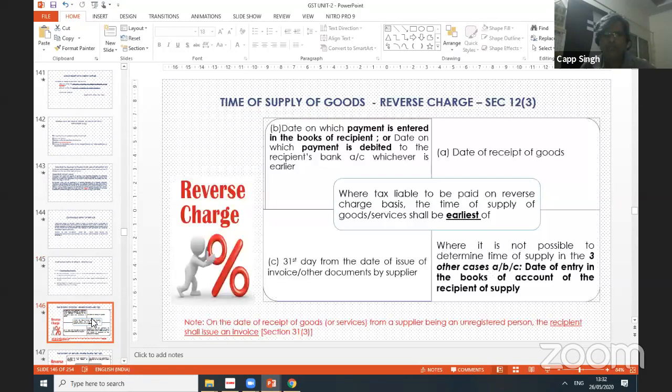Now, in the case of reverse charge, where in the case of inward supply the recipient has to pay the tax, in such a case it is the earliest of the following: the date of receipt of goods, or the date on which payment is made, or the 31st day from the date of issue of invoice or other documents. So the earliest of these three shall be the date on which liability to pay tax arises.